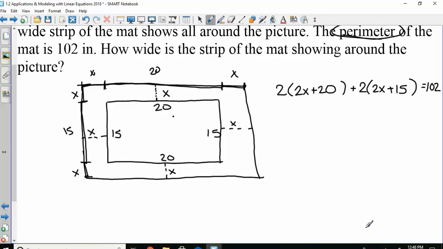2x plus 15. Now we have an equation we can all solve. Distribute the 2.